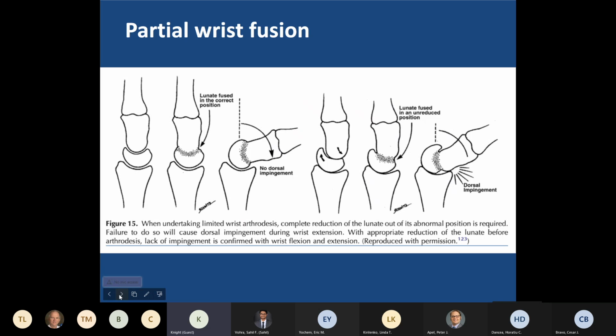If you malreduce the lunate, you get an angular deformity, and that creates a place for dorsal impingement. So you want to really be careful if you're doing these partial wrist fusions to make sure that it's well reduced and you don't have impingement. Next.